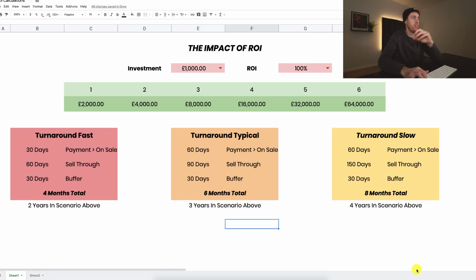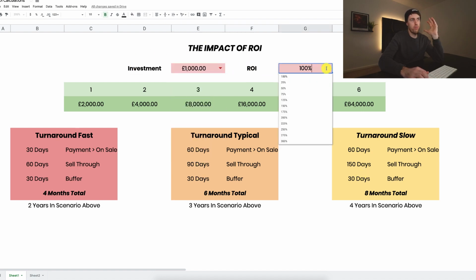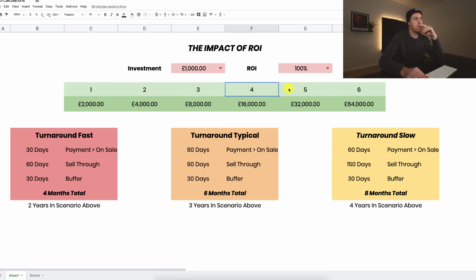The bigger return you can get on your initial investment determines the speed with which you can grow with every cycle of investment. To kind of explain this, I made a little spreadsheet for you and I'm going to show you what I mean. So the impact of ROI. We've got a few things here. Investment, this is the amount that you're going to be investing, which we'll go through in a moment. We've got return on investment, which is a percentage. And then we've got these numbers in green here, which are investment cycles, okay? These are the times that you're going to put back the money into the business.